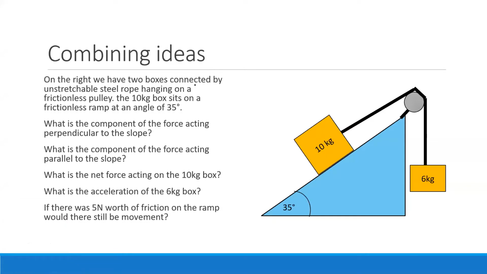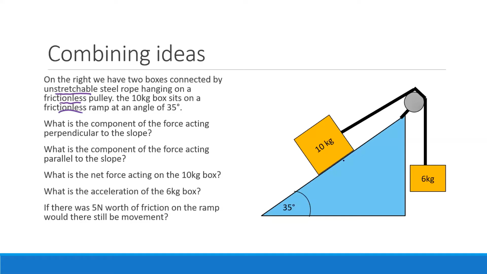On the right, we have two boxes connected by an unstretchable steel rope. Now, unstretchable implies, guess what? You don't have to stress about Hooke's law. The rope is hanging on a frictionless pulley. That means you don't need to worry about the friction in the pulley, because sometimes you do. And it's on a frictionless ramp. So cool, we don't have to worry about friction. That's pretty nice. What is the component of force acting perpendicular to the slope?